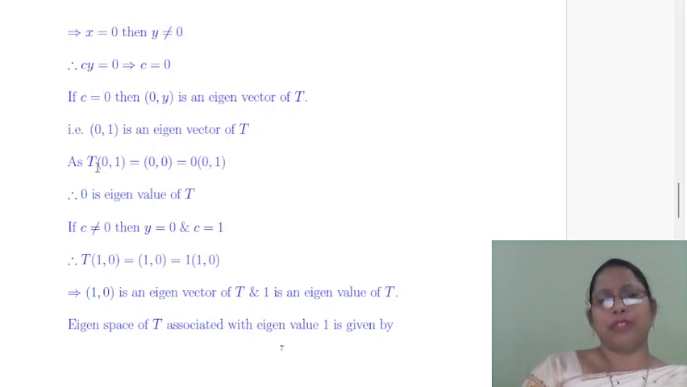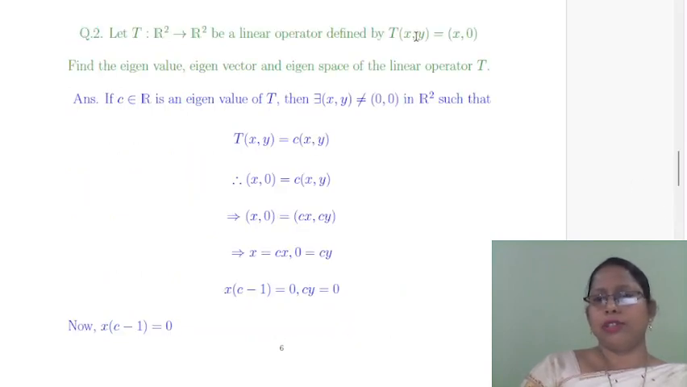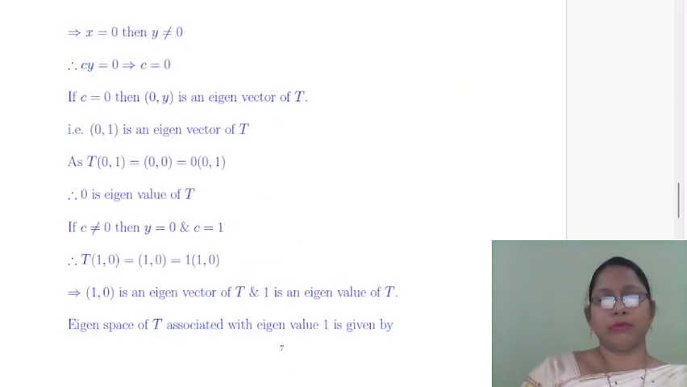to eigenvalue 0. That is, if I take the image of (0, 1), then by definition of the linear operator, here it is 0, it is 1, so it will be (0, 0). That is, T(0, 1) will be (0, 0). That can be written as 0 into (0, 1). So 0 is my eigenvalue of T.